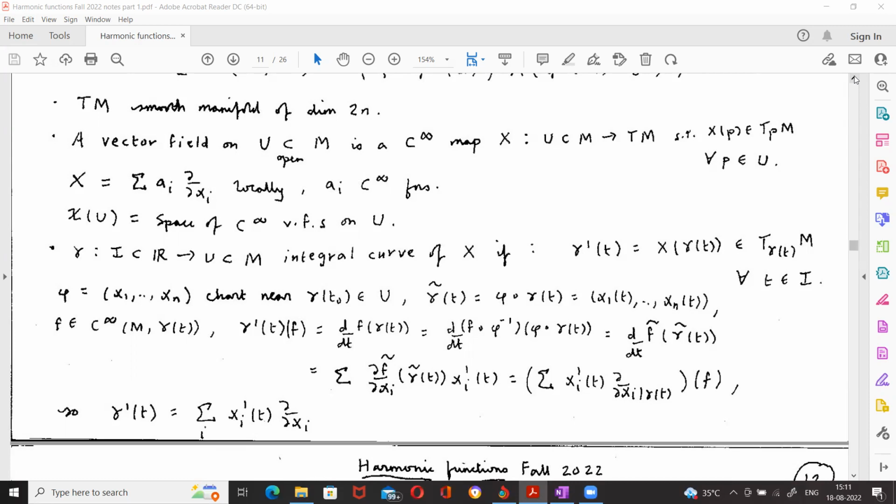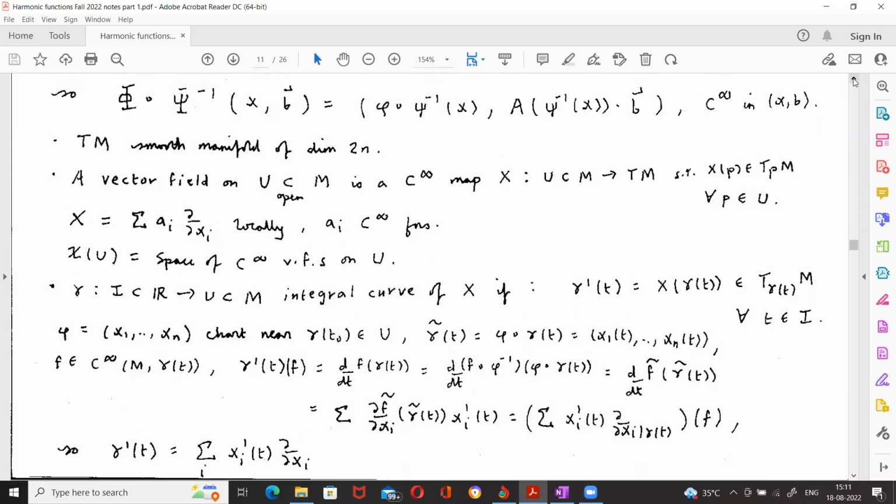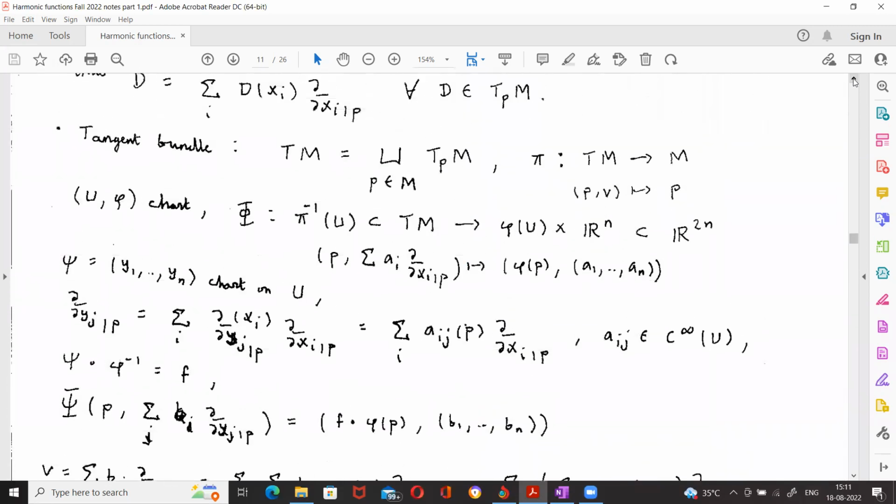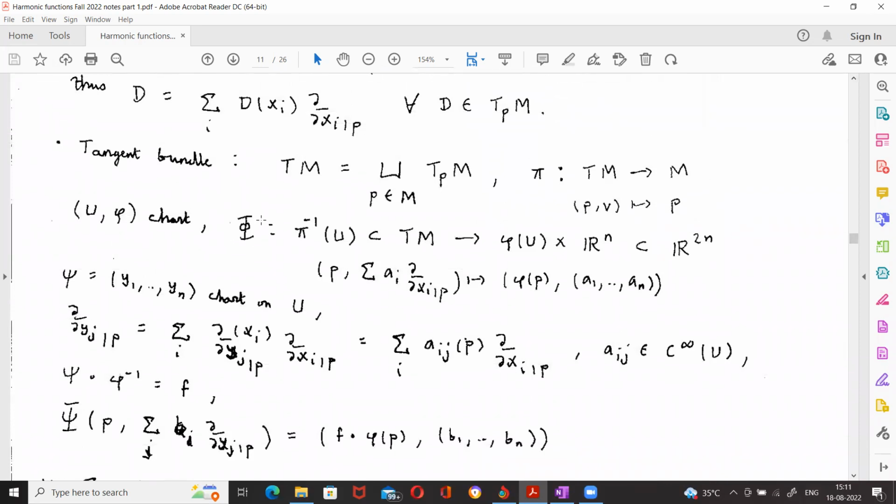Because what is the smooth structure on the tangent bundle? It was coming from a chart, capital Phi. So capital Phi composed with my vector field will just give me this a_1 to a_n. So this a_1 to a_n should be smooth functions. Is this clear?